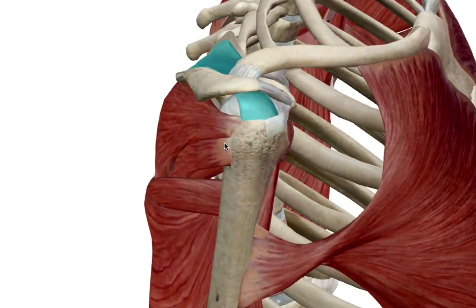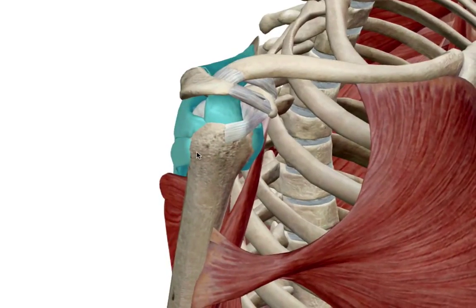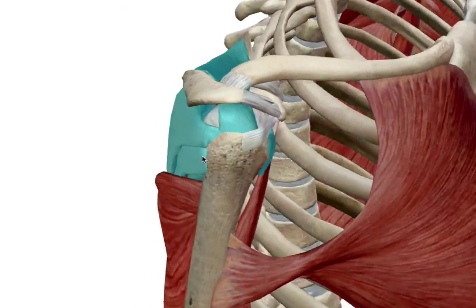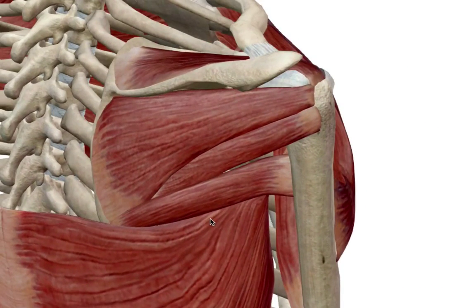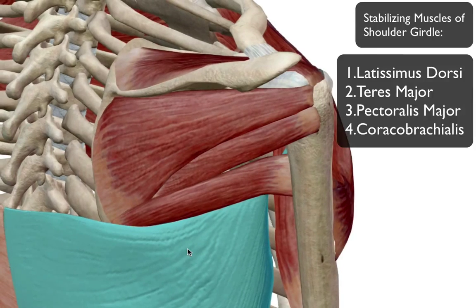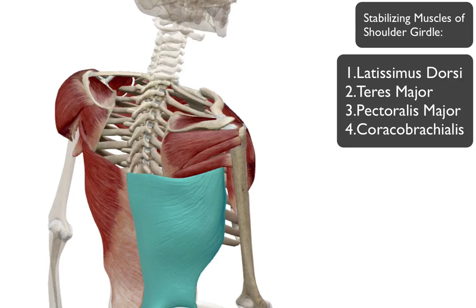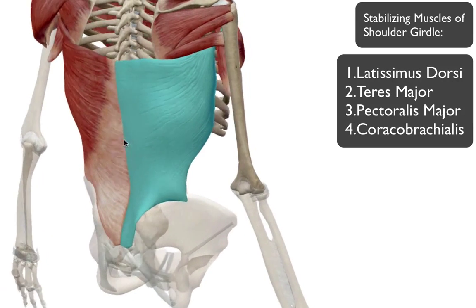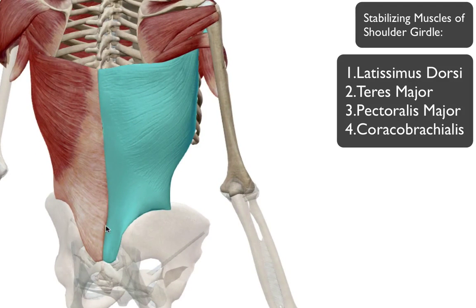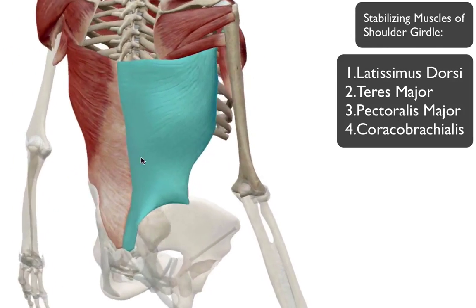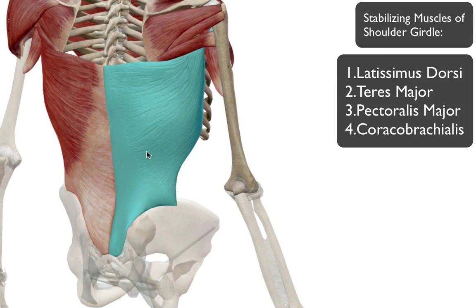Okay, so now that we've identified our rotator cuff muscles, let's look at some of the complementary stabilizing muscles of the shoulder girdle. Okay, let's first take a look at the large latissimus dorsi. Let me back up a little bit so you can get a better view. Okay, so the latissimus dorsi covers the bottom half of the thoracic cavity and down to your lumbar region. So these are the posterior muscles of the shoulder girdle. It's a very thin sheet, and it's a large sheet, as you can see.